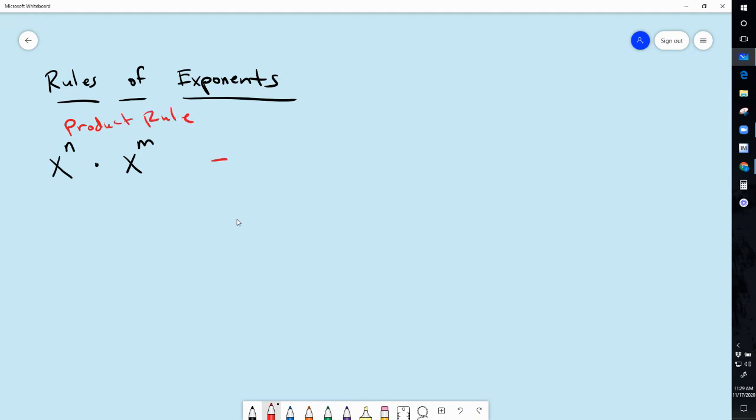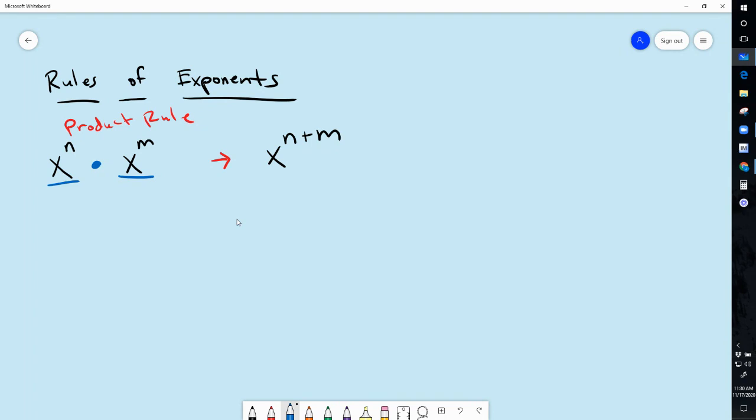And the product rule says that you're going to add the exponents. So this turns into x to the n plus m. Notice you have the same base. These only work if you have the same base. So if you're multiplying two things together, then you're just going to basically keep the base and add the exponents.